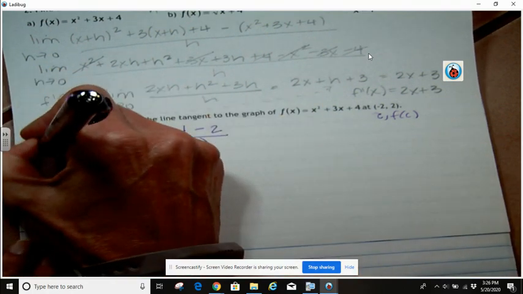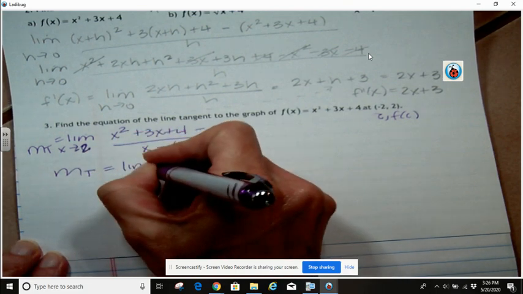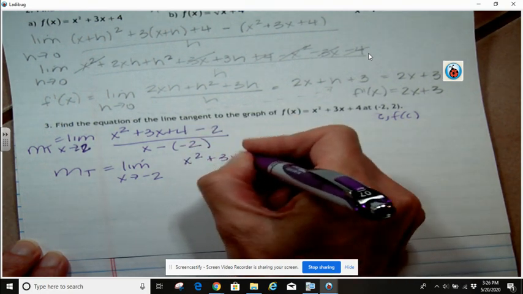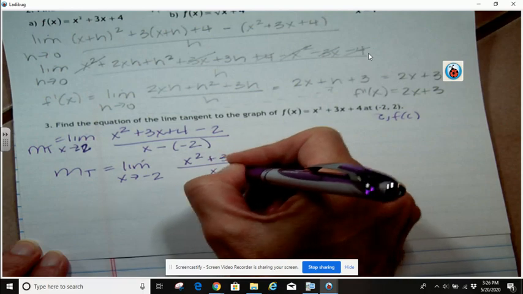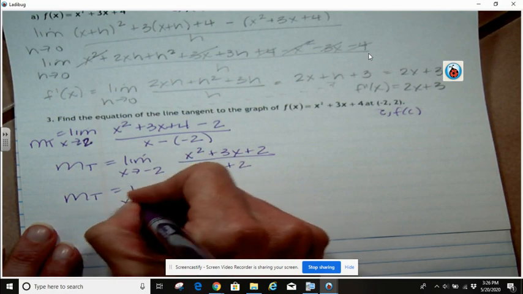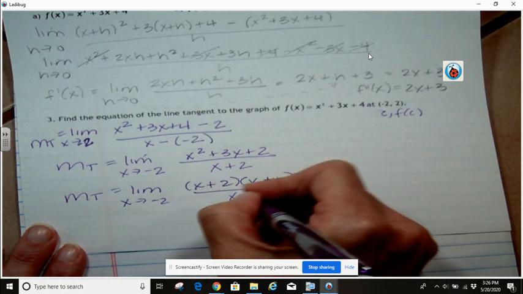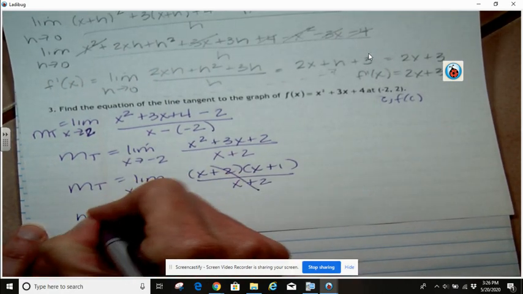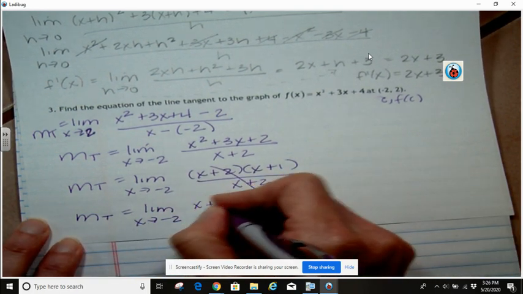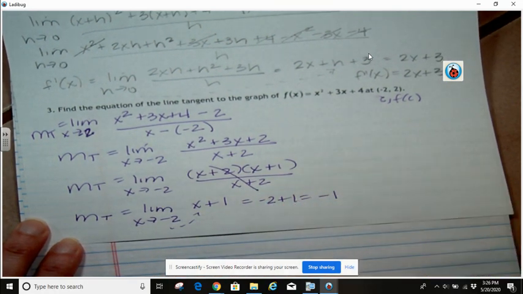All right, so this is going to be the slope of the tangent line. So the slope of the tangent line is equal to the limit as x approaches negative 2. On the top here, we have x squared plus 3x plus 2, and on the bottom, we have x plus 2. We can factor that numerator. That gives us x plus 2 times x plus 1, which will cancel out. So we have the slope of the tangent line, the limit as x approaches negative 2 of x plus 1, and with direct substitution, if we plug that in there, we get negative 1.